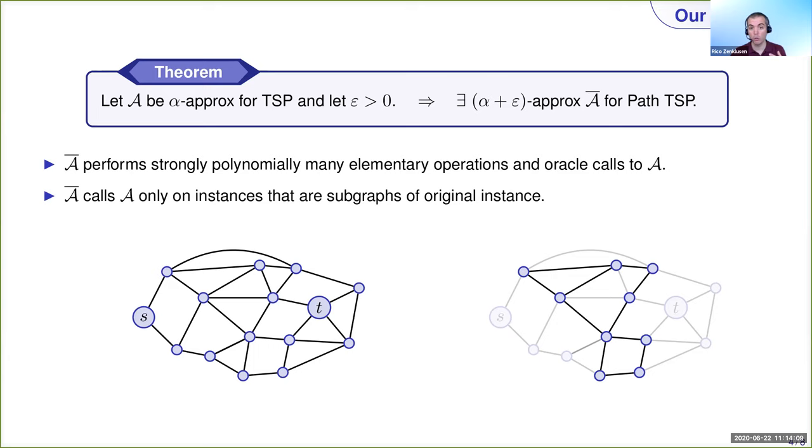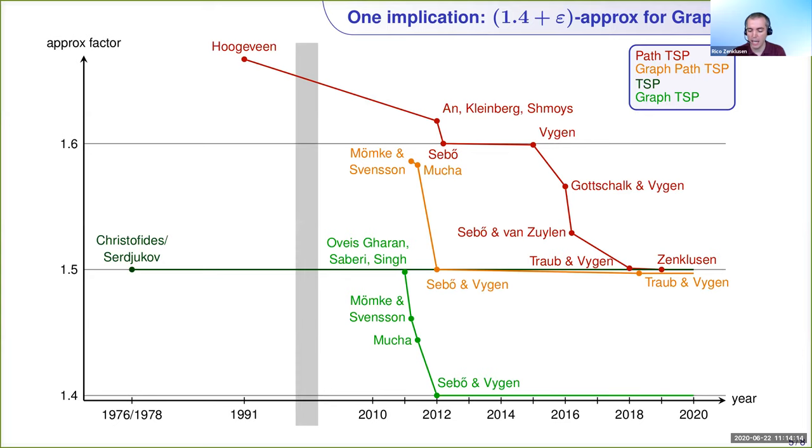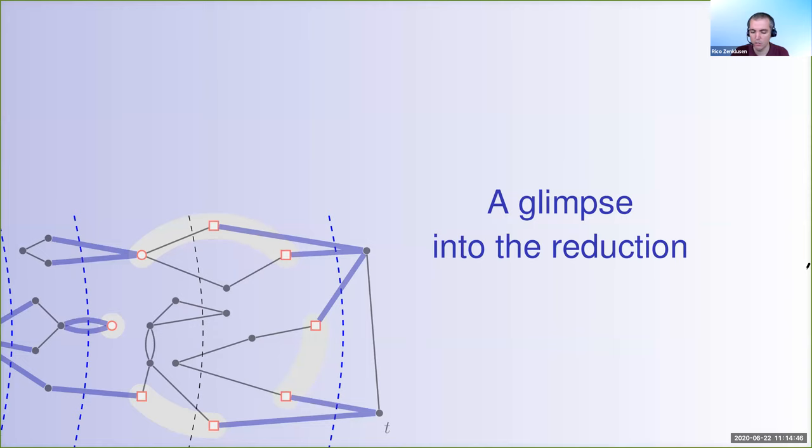One immediate implication is the gap I mentioned beforehand. This gap now vanishes: we now get a 1.4 plus epsilon approximation for the graph version of path TSP. However, I think what's much more important is that from now on, this discrepancy between TSP and path TSP in terms of approximation factors will not happen anymore in the future. Whenever you find an approximation algorithm for TSP, it will carry over immediately to path TSP. So, in around 2 minutes, let me give you a glimpse of the reduction that leads to that result.